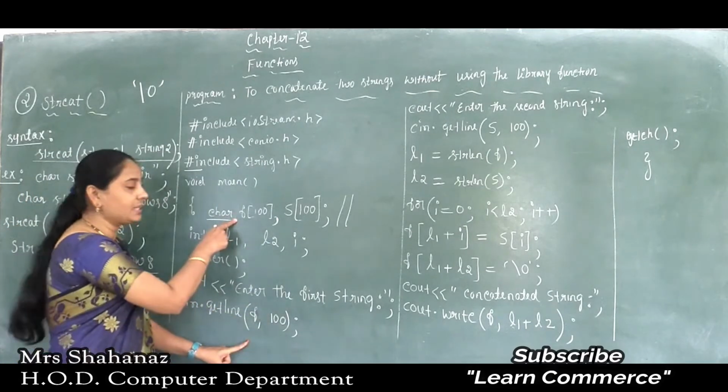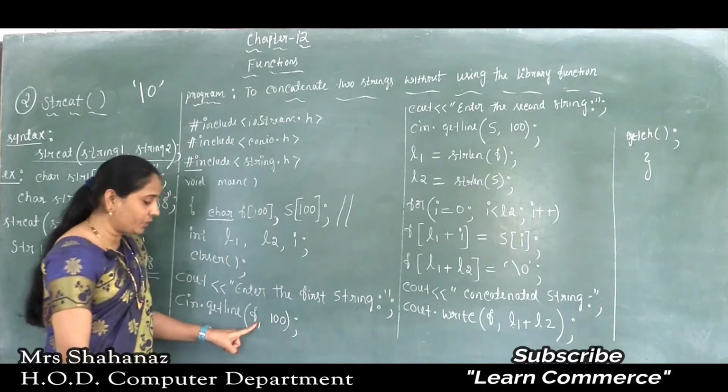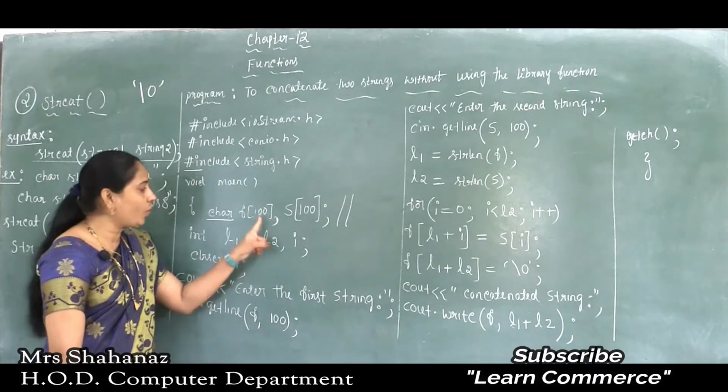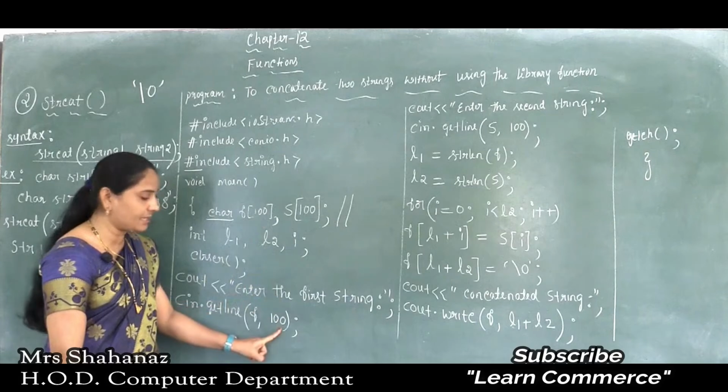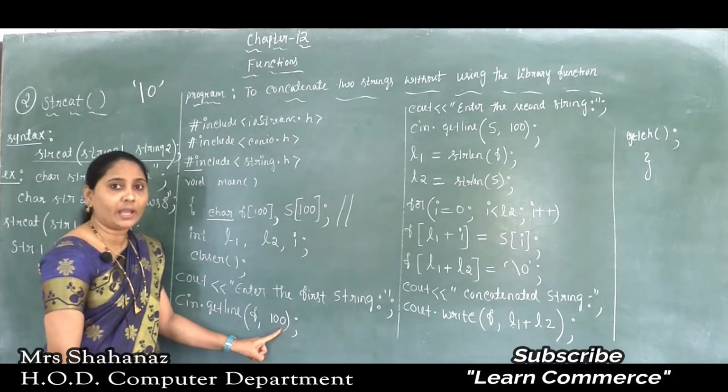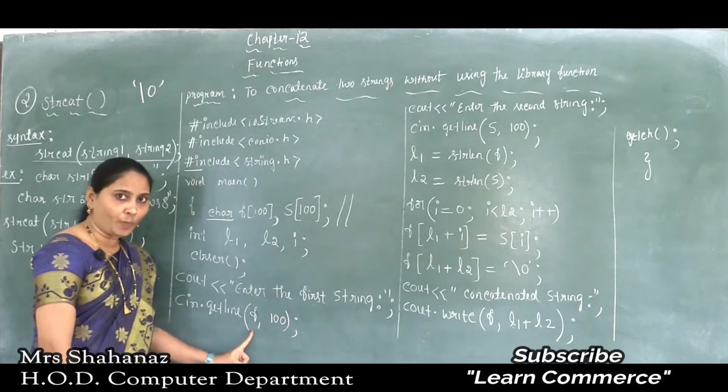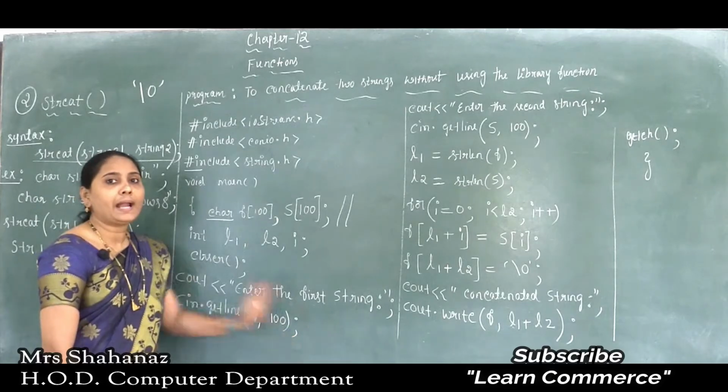As we know that the string one name is f. So f I need to write, comma, what's the size of the string one? The size is equal to 100. Okay, closing of the bracket, I opened a bracket so I am going to close the bracket, and semicolon.